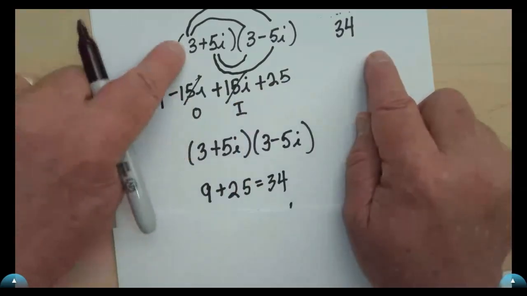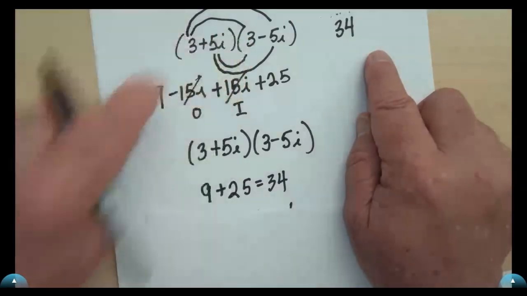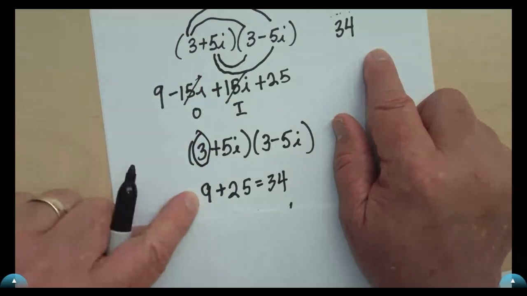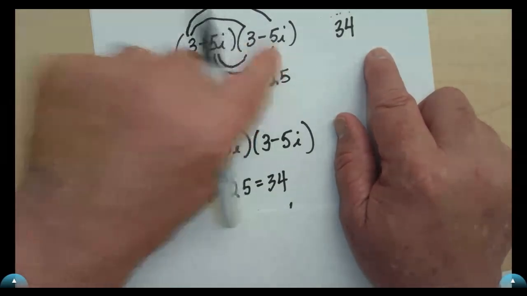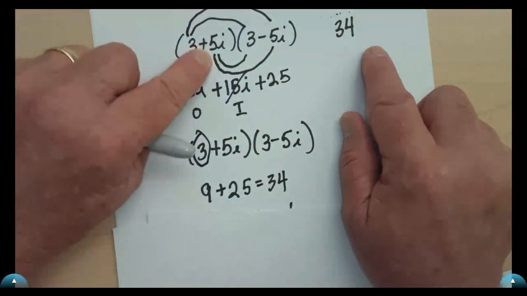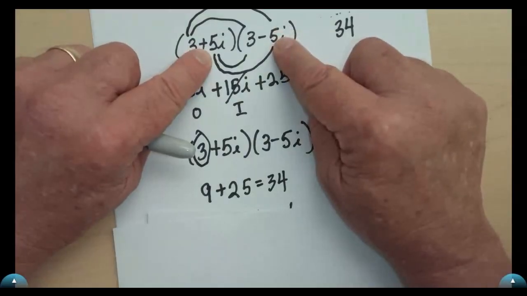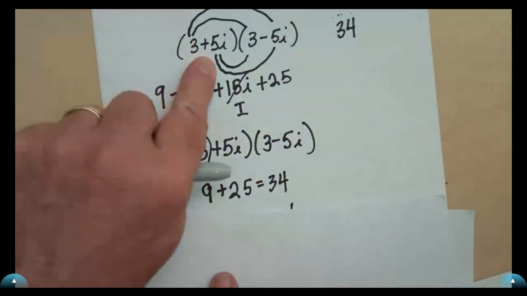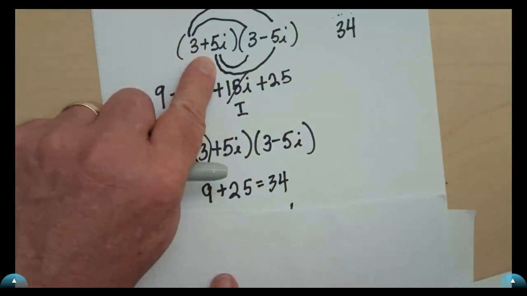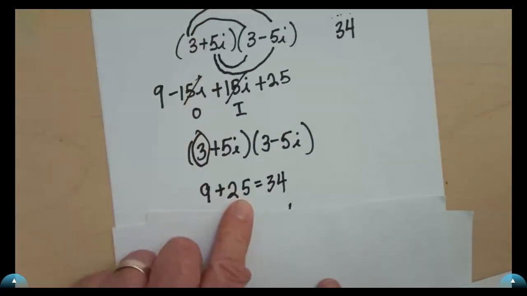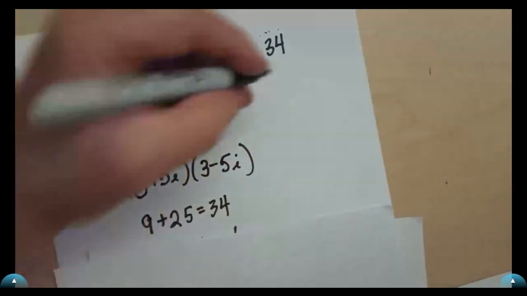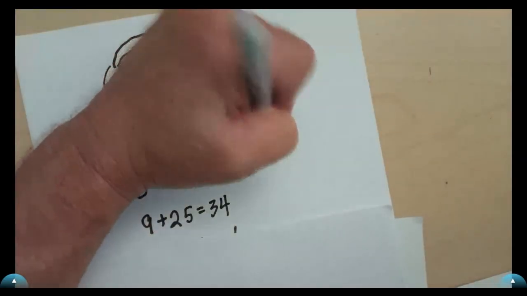And notice when I did the first times first part, 3 times 3, that was the same as just looking at this 3 and squaring it, right? And when I did the last times last part, positive 5i times negative 5i, I got negative 25i squared. But that turns out to just be what would happen if I took this number 5 and squared it, because it turns out to be positive 25. Everybody see that?